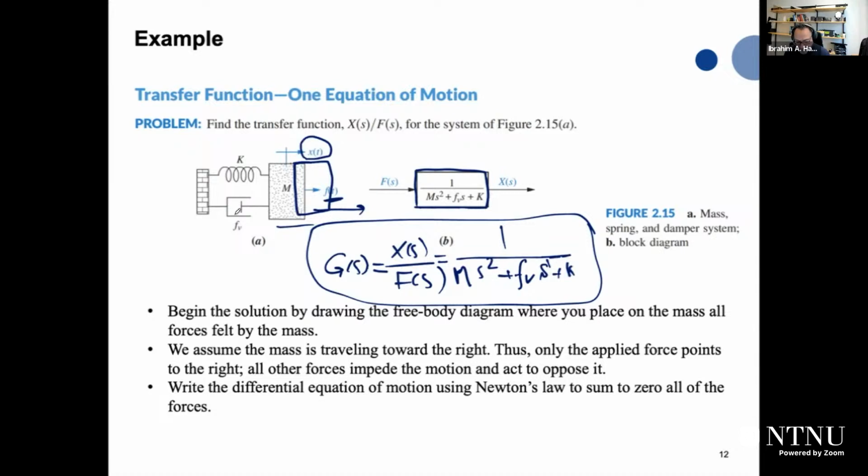The damper will generate a force which is proportional to the speed, so it will be Fv multiplied by S X of S. And the mass itself will generate a force which will try to resist your force. It will be M S square X of S, because it is proportional to the acceleration. So the spring generates a force proportional to the displacement, the damper generates a force proportional to the speed, and the mass generates a force proportional to the acceleration.